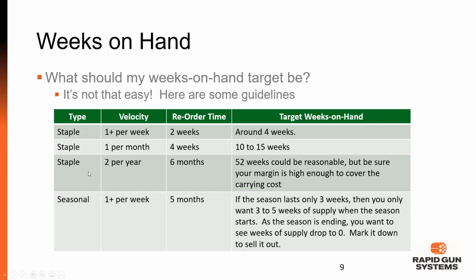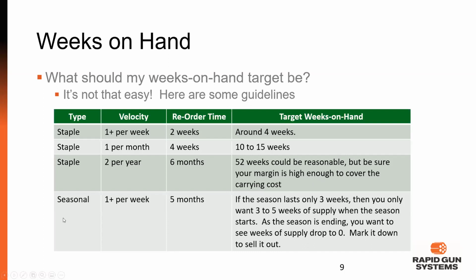And then for a lot of firearms, and a lot of specialty firearms especially, we might only sell 2 of those per year. And it might take us up to 6 months to get that back in after we've sold it. So for an item that exhibits these characteristics, 52 weeks could be a very reasonable amount of weeks on hand. But since we're having to carry this item considerably longer than we do either of these other 2 items, we need to make sure that our margin is higher because we've got to cover our carrying cost.